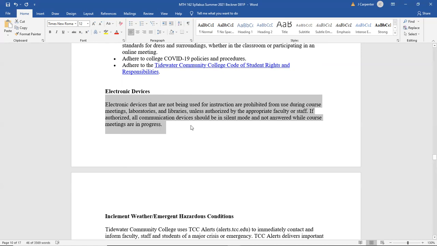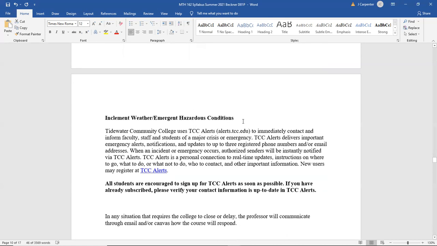Inclement weather, hazardous conditions, anything like that, not too big of a deal for a Zoom course. If I don't have power, I can't hold class, I'll try and get an email out if something like that ever happens. If I'm sick, again, I'll get an email out as soon as I can.